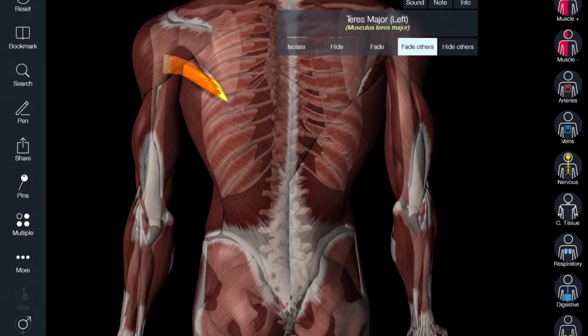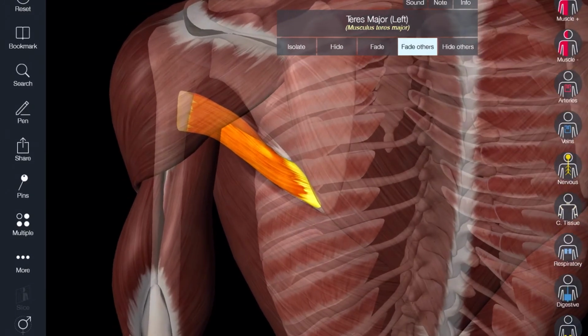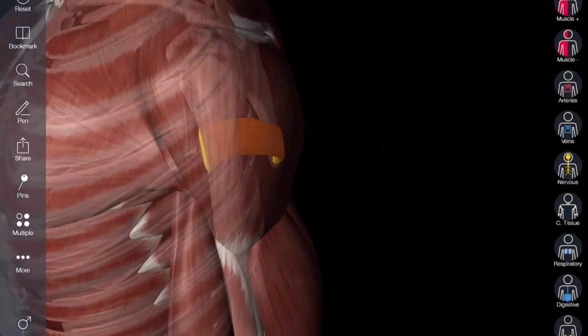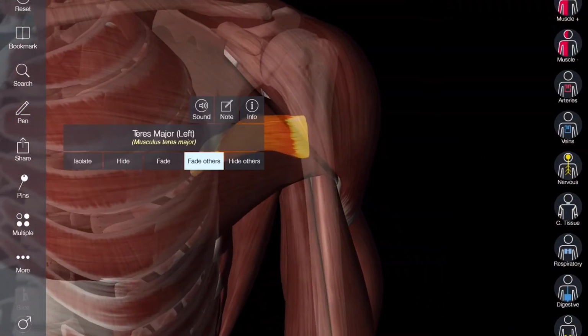All right, attachments for teres major. So we have the inferior angle and the lateral border of the scapula. So you can see the scapula here, and teres major attaches here on the lateral border of the scapula, and it's the lower part of the lateral. So we could think of it as the lower half of the lateral border of the scapula, and it goes all the way down to the inferior angle. And then the insertion of teres major is right around here.